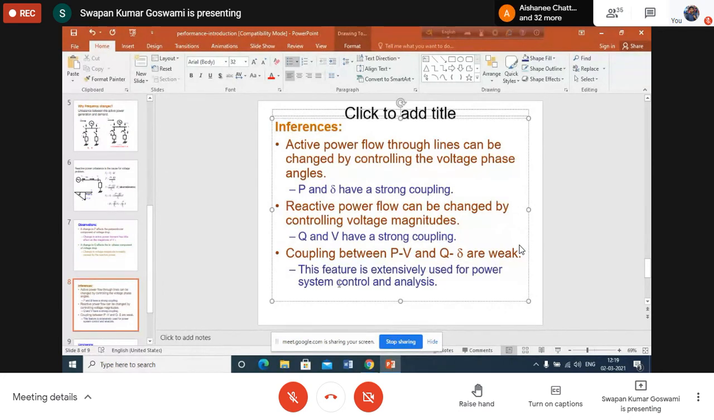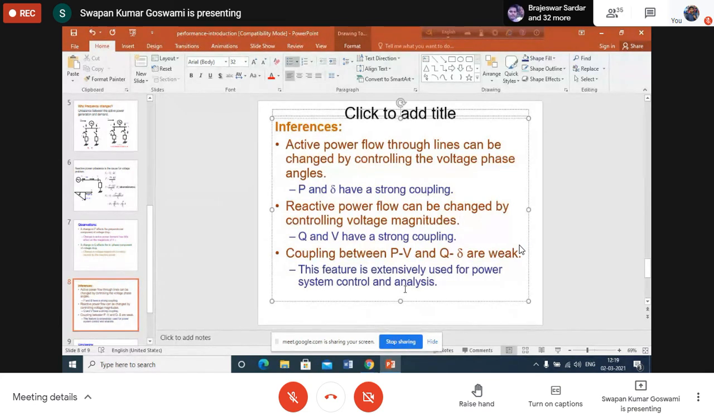Okay. This feature is extensively used for power system control and analysis. We will be observing this because in other courses also we will be studying it. So you will be seeing that in any power system, the control of active and reactive power is actually utilizing these facts, particularly when we are talking about the control of voltage and, you can say, frequency in power system.